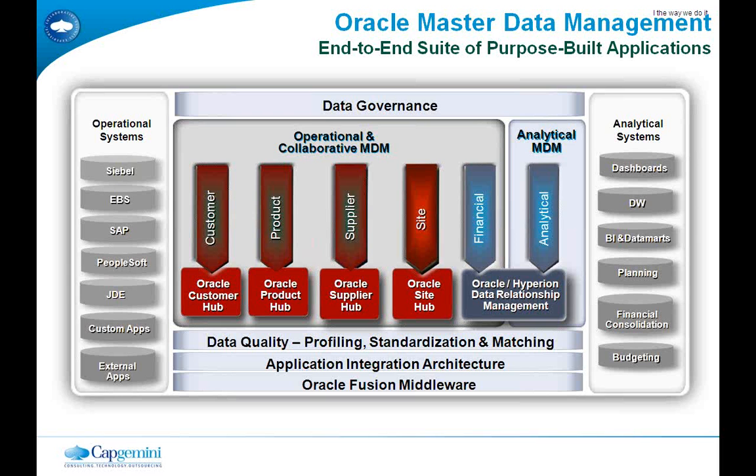So as you see depicted here, customer hub, product hub, supplier hub, right? Pretty common sense information. You want to align customers together, product together. Suppliers are critical to the overall ecosystems. Site hub, when you want to really understand multiple locations of organizations where they may be cannibalizing other organizations from a sales perspective.